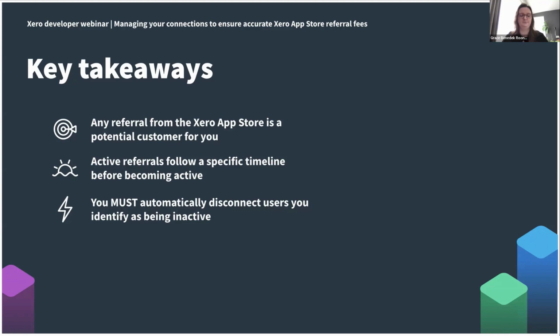And lastly, you must automate disconnection of inactive tenants to help ensure your referral revenue share fee is accurate. If you don't disconnect them, Xero does not know they are not a paying customer. Xero has no visibility of whether they convert or churn for your app if their connection remains live. The impact of not disconnecting them is that you may be charged a referral revenue share fee for them.